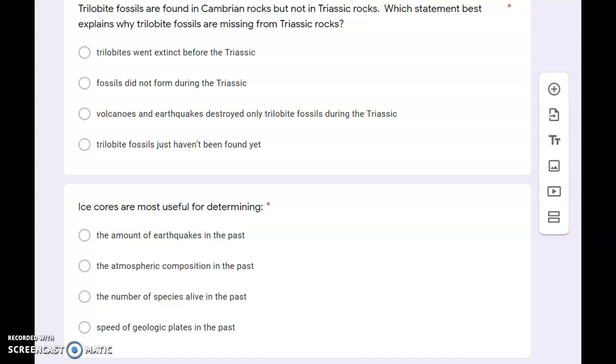Fossils did not form during the Triassic. Volcanoes and earthquakes destroyed only trilobite fossils during the Triassic. Trilobite fossils just haven't been found yet. Ice cores are most useful for determining: the amount of earthquakes in the past, the atmospheric composition in the past, the number of species alive in the past, the speed of geological plates in the past.